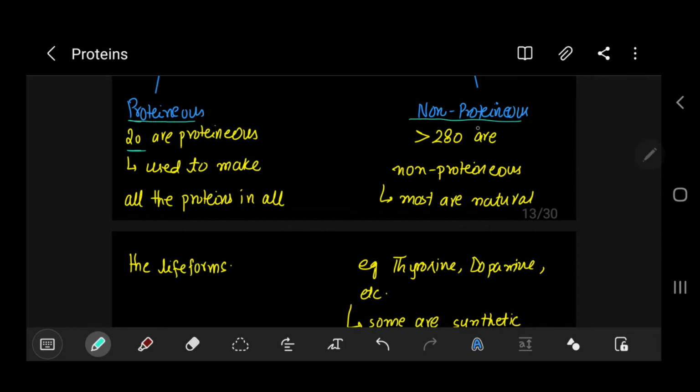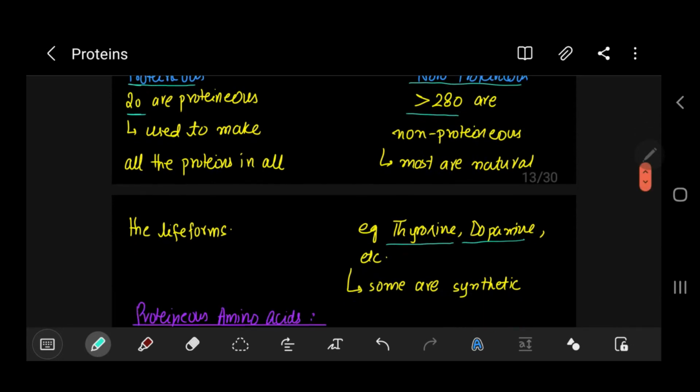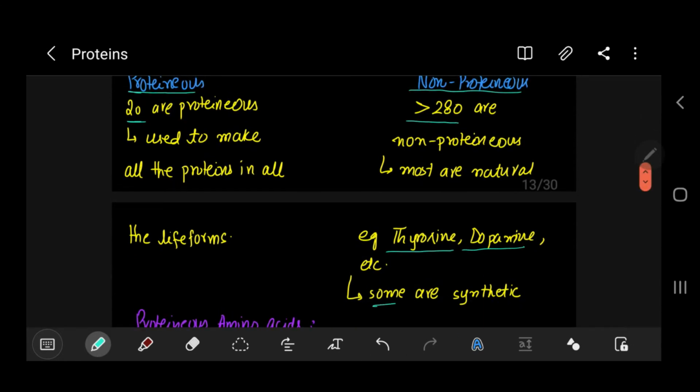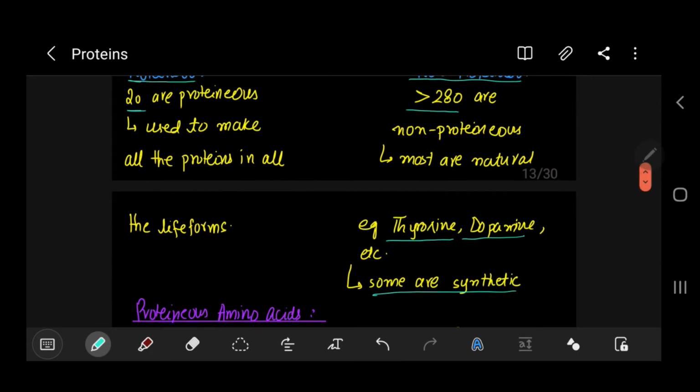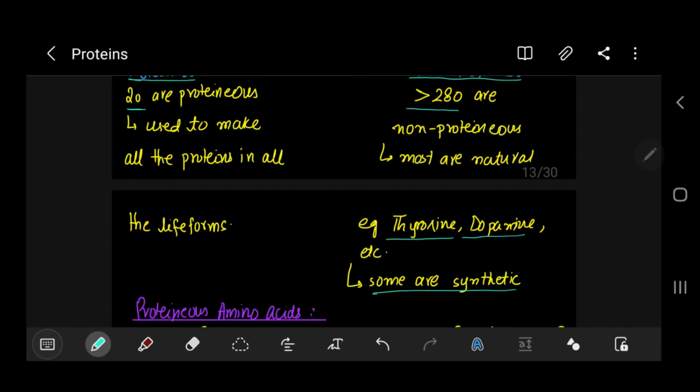The rest are 280 plus amino acids. They are non-proteinous, and most are naturally occurring, for example, thyroxine and dopamine. However, some are synthetic, they're man-made. Pretty simple. Now a main concern will be with proteinous amino acids, because obviously we are learning this under the chapter of biological molecules. We need to consider the life forms.